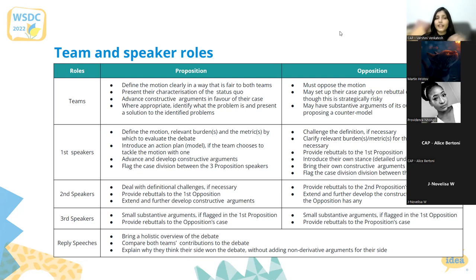We have a little bit in the next couple of slides on third and reply speeches. There are special notes from the CAT. I'll let Alice just cover those two. But finally, before we move to that, reply speeches bring a holistic view of the debate. That means teams are pretending like their reply speakers are a judge.